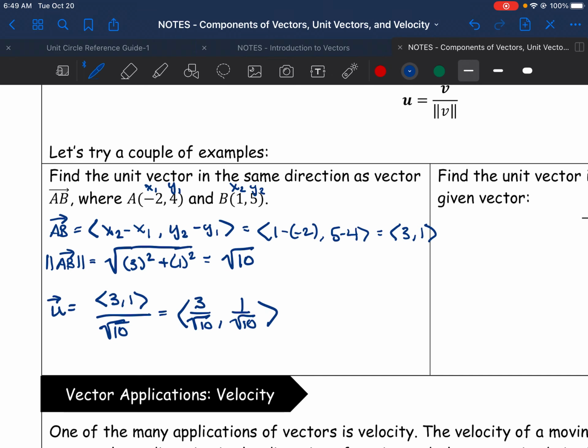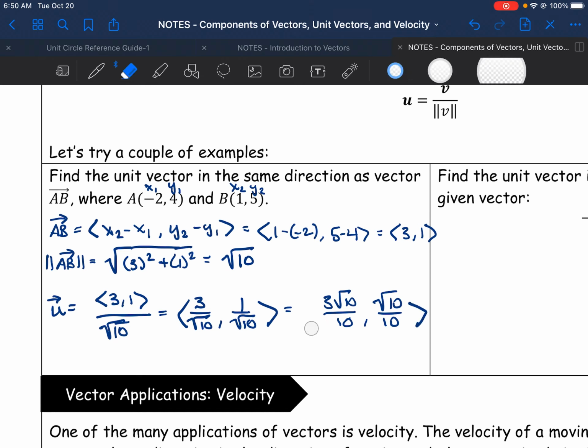However, we know that we don't like square roots in the denominator, so let's go ahead and rationalize the denominator by multiplying by the square root of 10 over the square root of 10, in both the numerator and denominator for both of these components. And the result would be 3 square root of 10 over 10, comma, square root of 10 over 10. And let me make this look a little bit more like a pointy bracket. There we go.